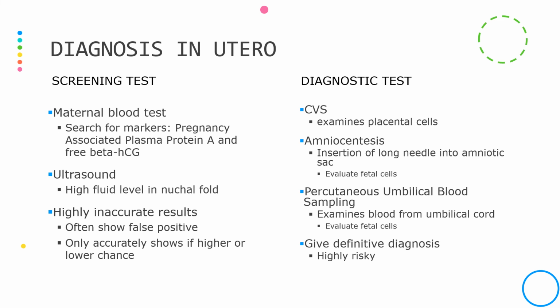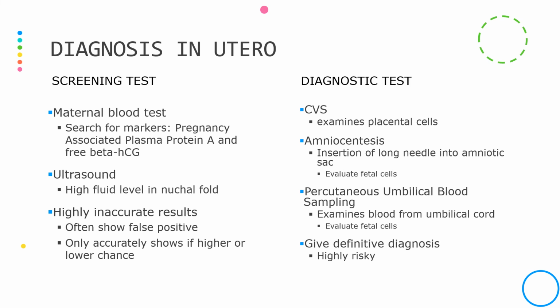CVS, or chorionic villus sampling, is a way to examine placental cells, which have the same genetic makeup as the baby. Amniocentesis is another method which involves the insertion of a long needle into the amniotic sac to obtain a sample of fetal cells to evaluate. Percutaneous umbilical blood sampling examines the blood from the umbilical cord, which also contains fetal cells, for evaluation.